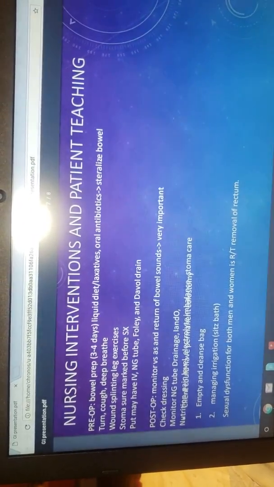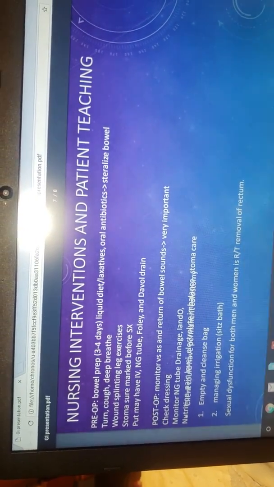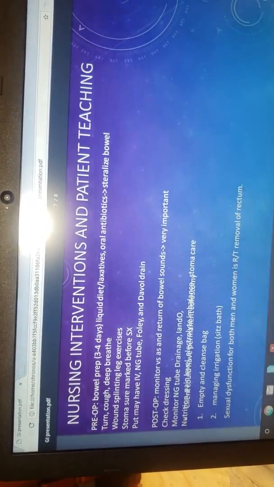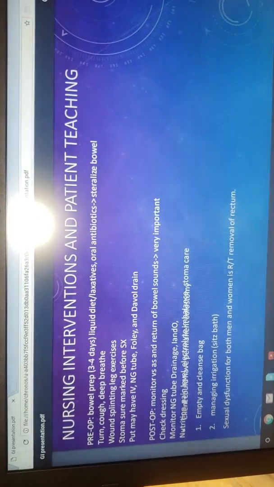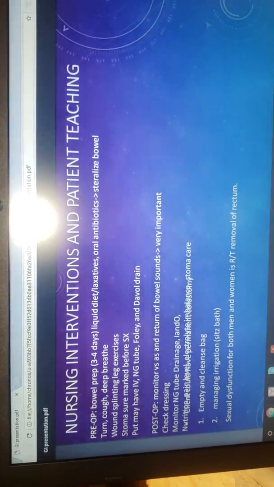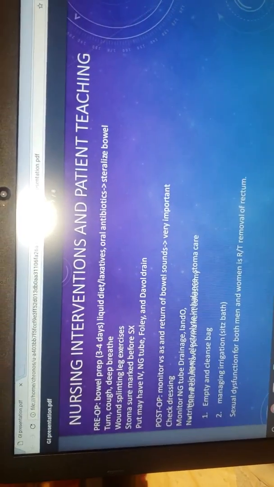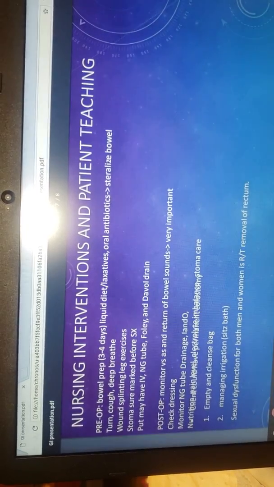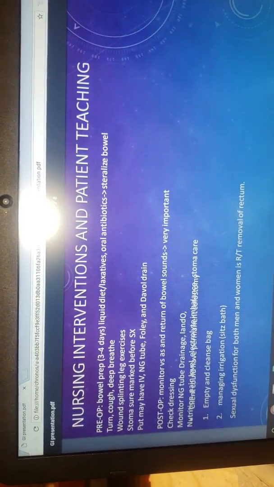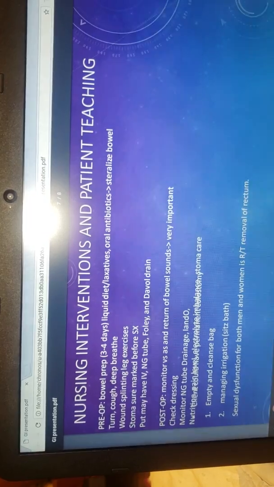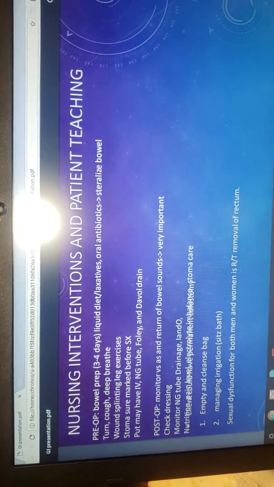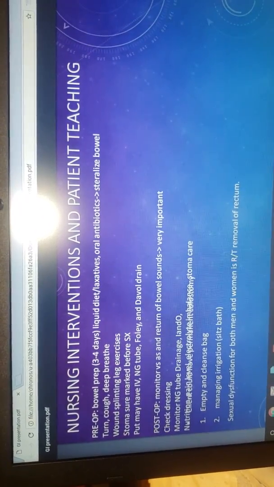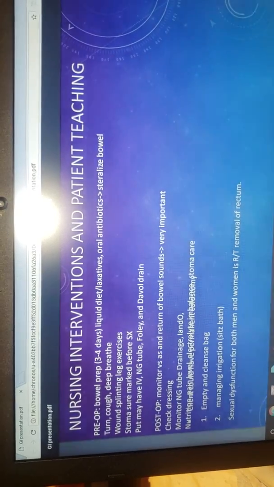After they do surgery, you're going to monitor them, their signs and symptoms, monitor for bowel sounds. That's the most important. You got to make sure they have bowel sounds. Check the drainage, you check the dressing. I don't know what that thing in the middle is. Nutrition, pain level, sorry you can't really see it, but nutrition, pain level, electrolyte imbalance, and stoma care.